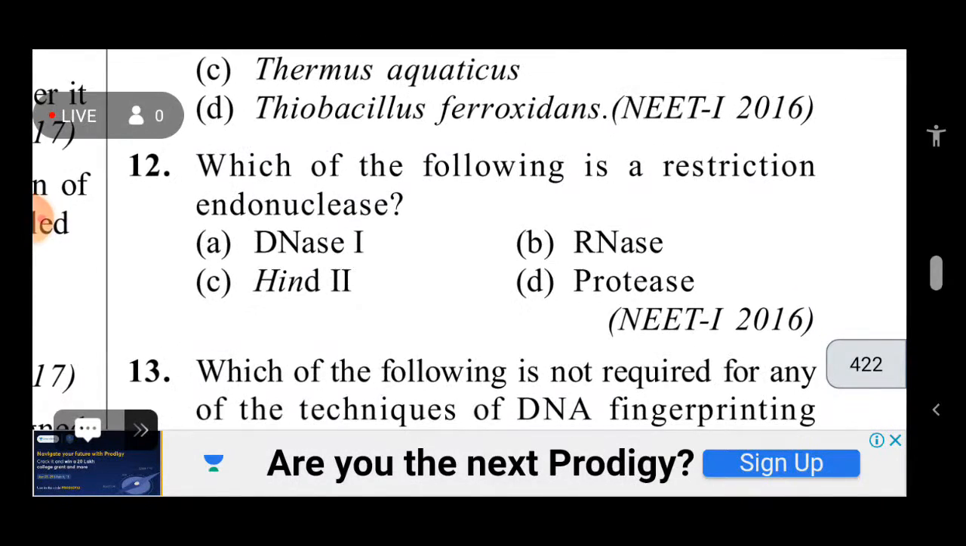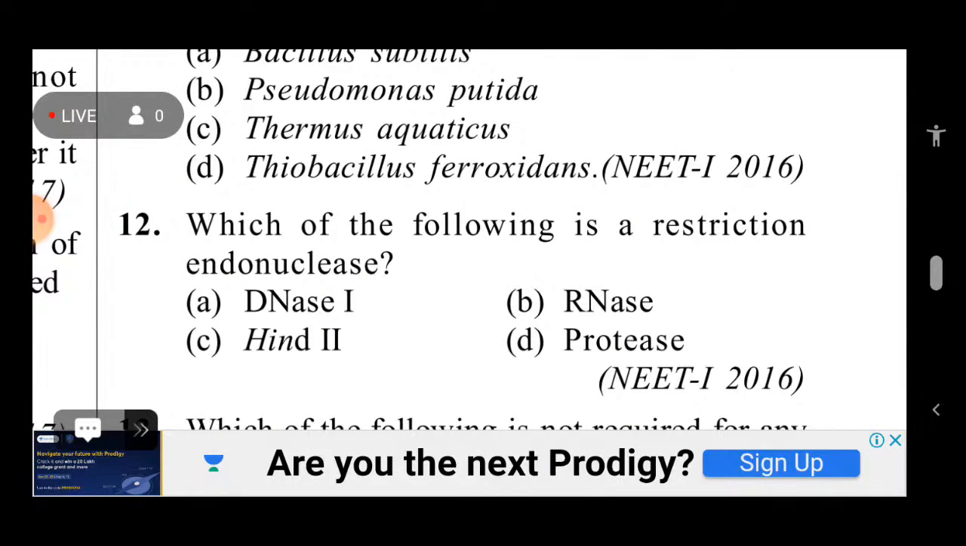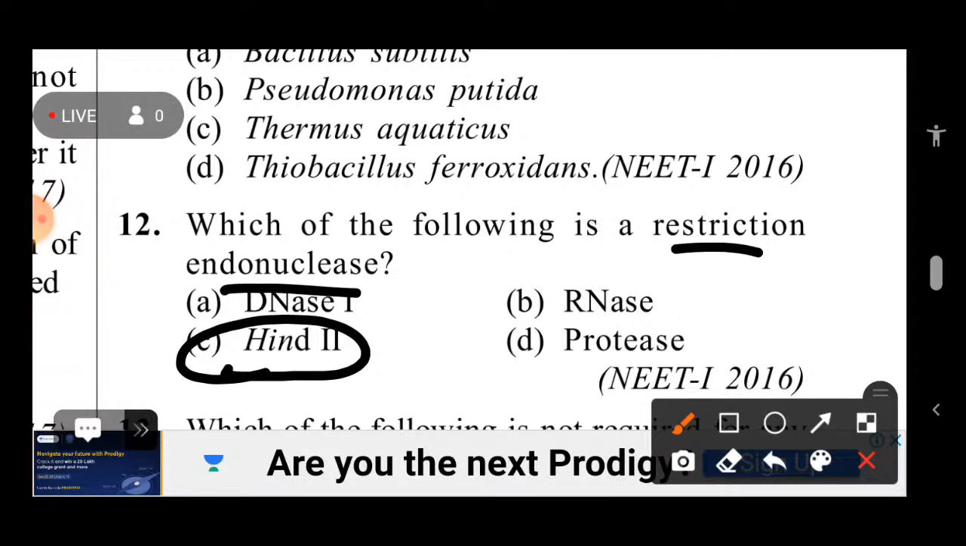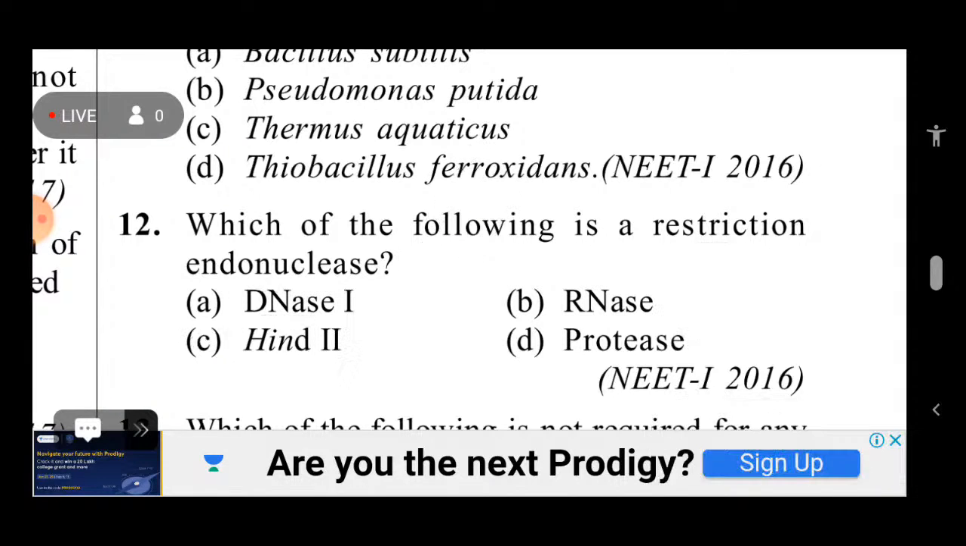Then 12th question. Which of the following is a restriction endonuclease? So it is very easy. HindIII is a restriction endonuclease. So what is restriction endonuclease? They are molecular scissors. They are used to cut a plasmid DNA or cut a part of DNA to make it a recombinant DNA. So restriction endonucleases are also called molecular scissors. Here DNA ligase is an enzyme, RNA polymerase is an enzyme, protease is an enzyme, but they are not restriction endonucleases. HindIII is a restriction endonuclease.